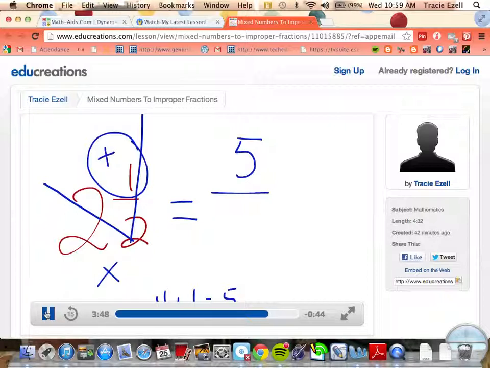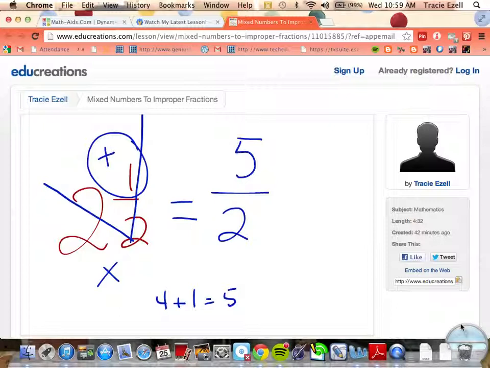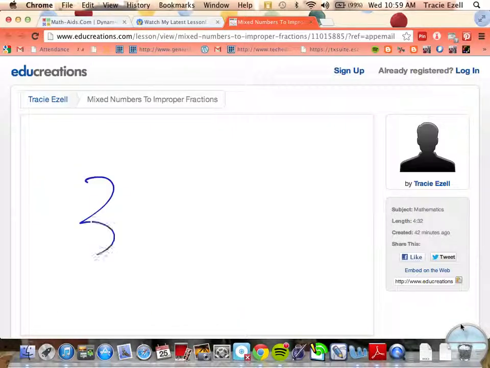And the denominator, or the bottom number, stays the same. I don't even do anything with it. I just leave it alone. So I just move it right on over. And that's called the check mark method. I'm going to do one more example.